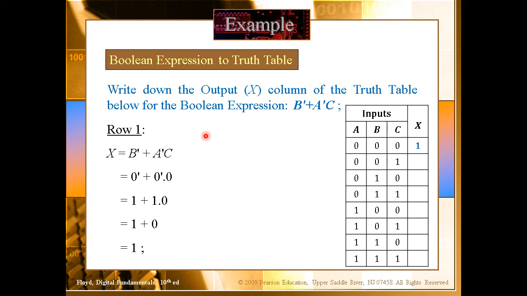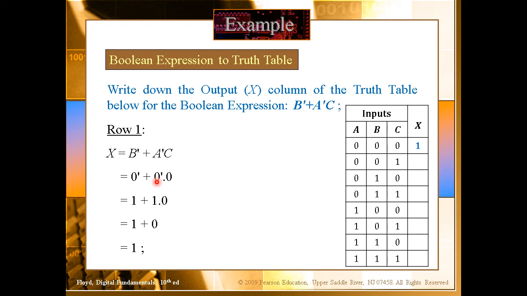So let's do it for row 1. What I do is this. I write the expression here. What are my values of A, B, C in row 1? All zeros, right? Look at the value. A is 0, B is 0, C is also 0. So all I did is here I plugged all 0 for A, B, and C. And then I evaluated the expression. I know how to evaluate it, right?